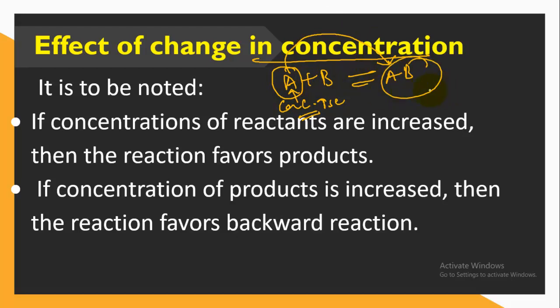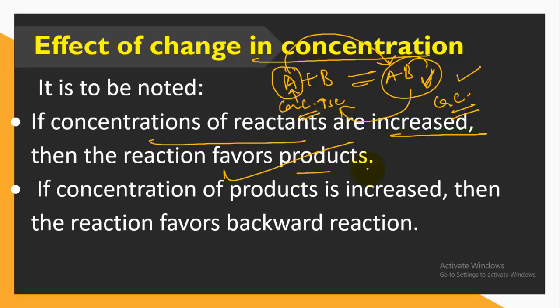Similarly, if I increase the concentration of AB, then the reaction will be disturbed on this side. Under this condition, the breakdown of AB into A and B, that is the reverse reaction, will be favored. So we can write that if the concentration of reactants is increased, whether of one reactant or of all the reactants, then the reaction favors products. And if the concentration of products is increased, then the backward reaction is favored.